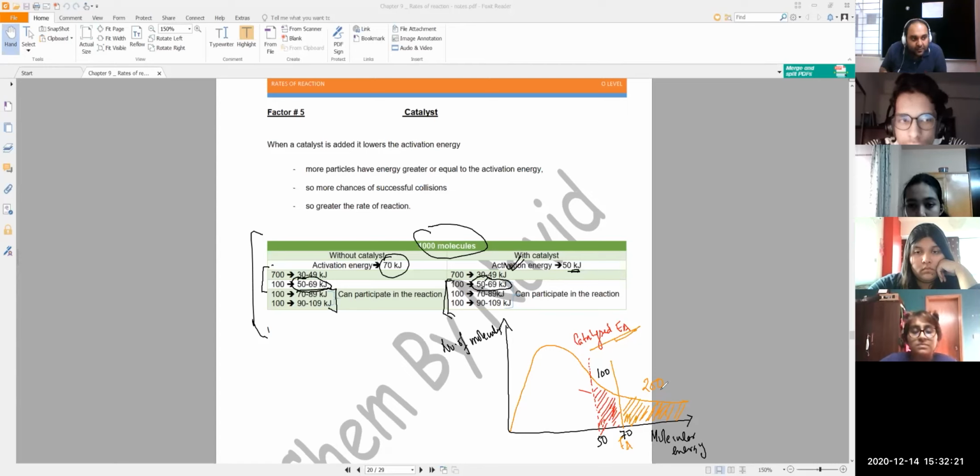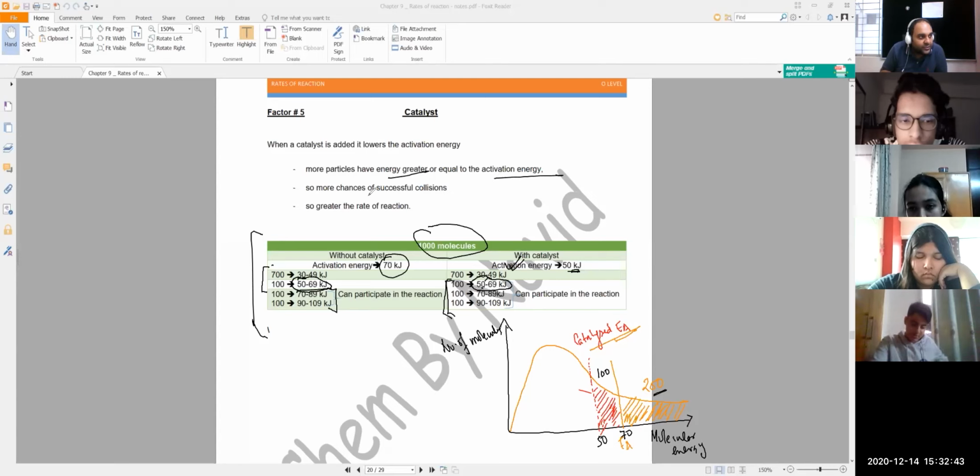So previously there were 200 molecules who were participating or taking part in the reaction. Now how many molecules are taking part in the reaction? 300. So more particles have energy greater or equal to the activation energy, so more chances of successful collision, so greater the rate of reaction.